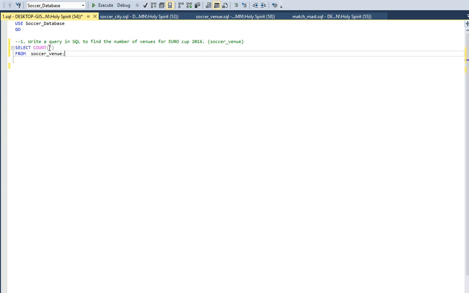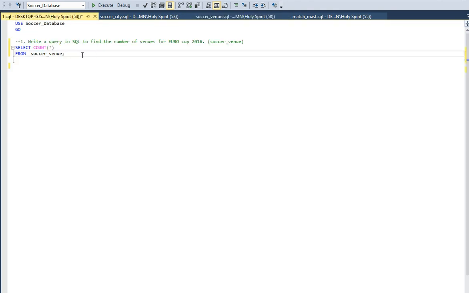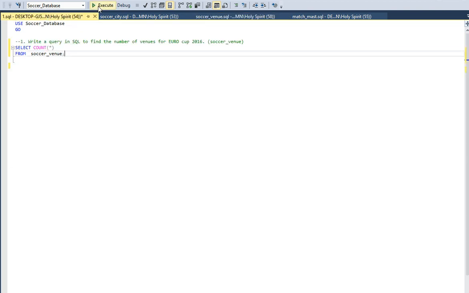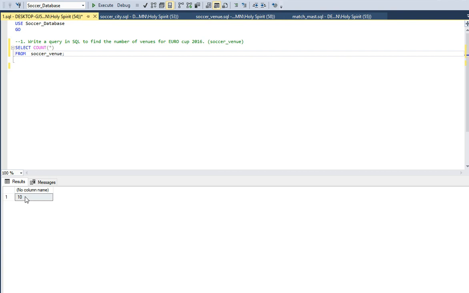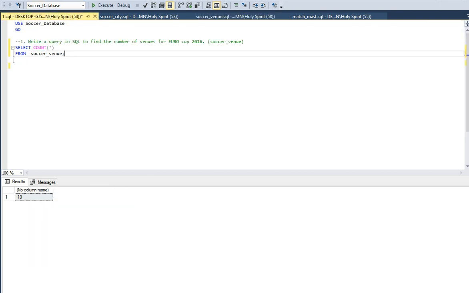Count is the thing that counts the total number of rows, because you can see this is venue 1 2 3 4 5. So let's see what it's going to show. Execute. So totally 10. Soccer venue 10. Yeah, that's solved.